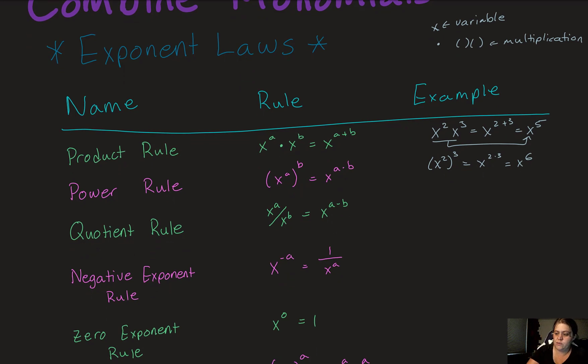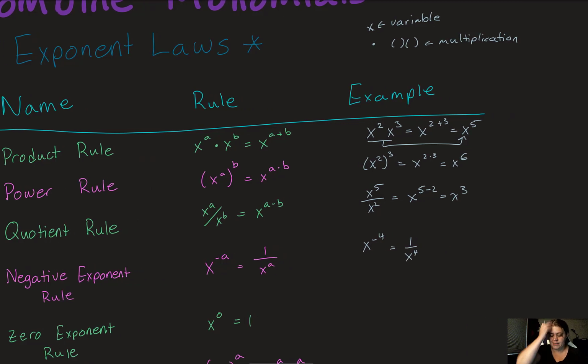The quotient rule is when we're used to do subtraction. So let's say we have x to the 5th over x squared. Then we would do x to the 5 minus 2, which would give us x cubed. And our good friend negative exponents. A lot of people think of negative exponents as flipping. The official term is reciprocal. And what that would mean is that you move it down to the bottom. And this is kind of your classic example.